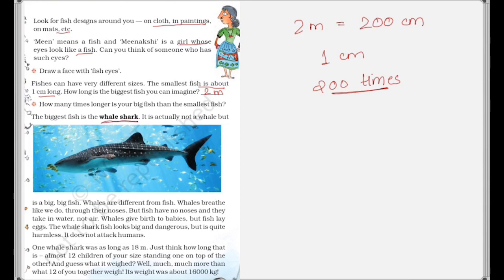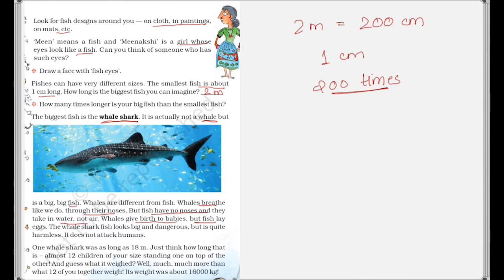It is actually not a whale. Okay, you all must have heard about whales, but it is a big fish. Now when we talk about whales, they are different from fish. Okay, they are actually mammals. Whales breathe like us through their noses, but fishes have no noses and they take in water and they don't take in air. Now whales give birth to babies, but fish lay eggs.